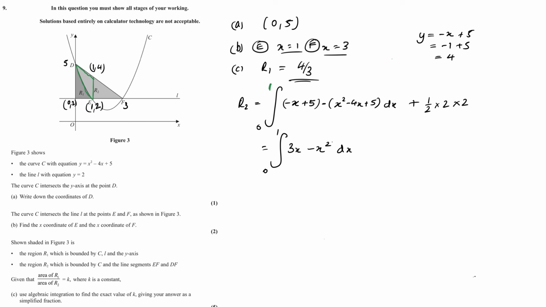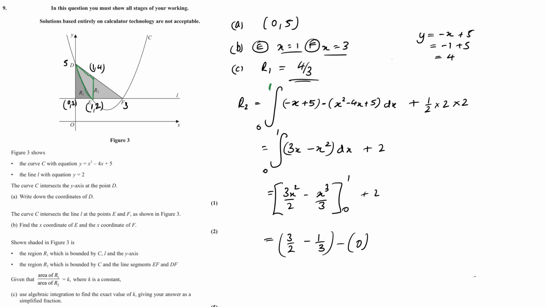So integrating that, and then I've got to add 2 on. So this becomes 3x squared over 2 minus x cubed over 3, between 1 and 0, plus 2. So it gives me 3 over 2 minus 1/3. When I substitute 0, I get just 0, and then I'm adding 2 on. And that gives me 19 over 6.